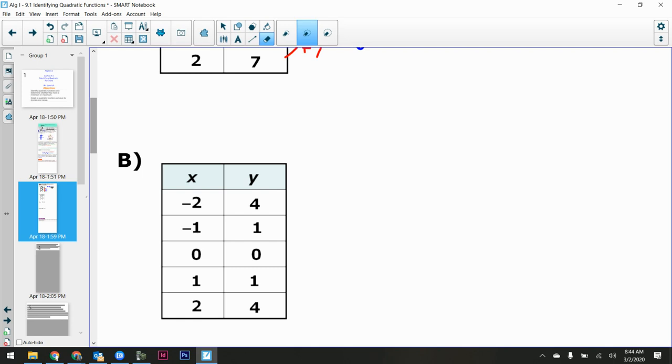First off, are they evenly spaced x values? Yes. Okay, now do your difference test.